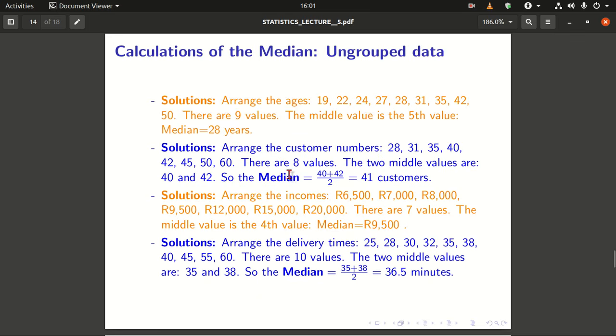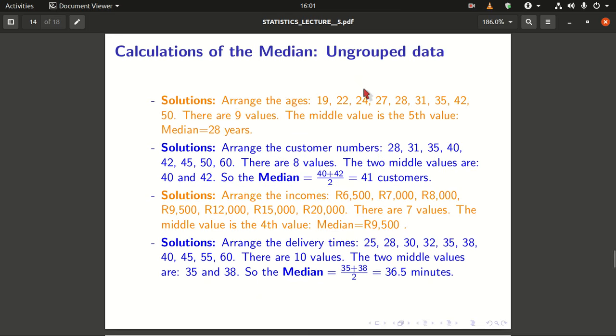And then the second one, we do it like this because we have 8 values, which is even, so we want to have 4 and 4. Then the one that's supposed to be the median is between the 4th and the 5th value. Hence we add them and divide by 2, and we get the median for those customers. I hope you can get this right.